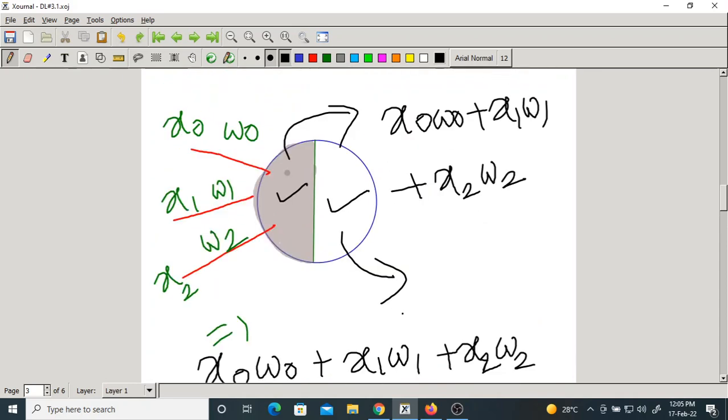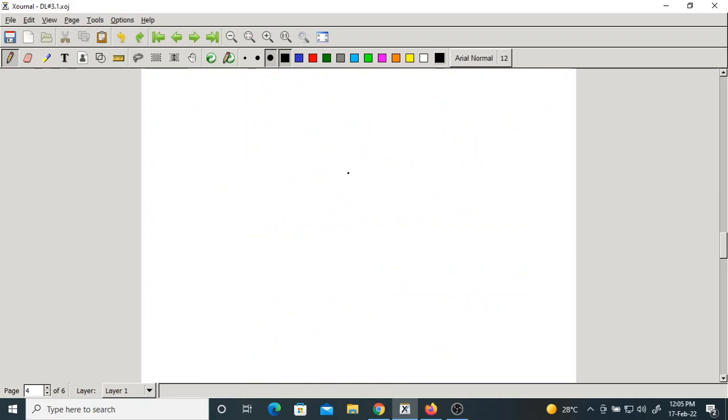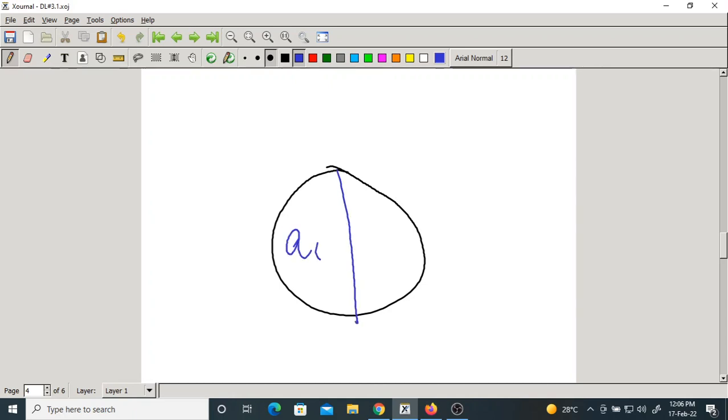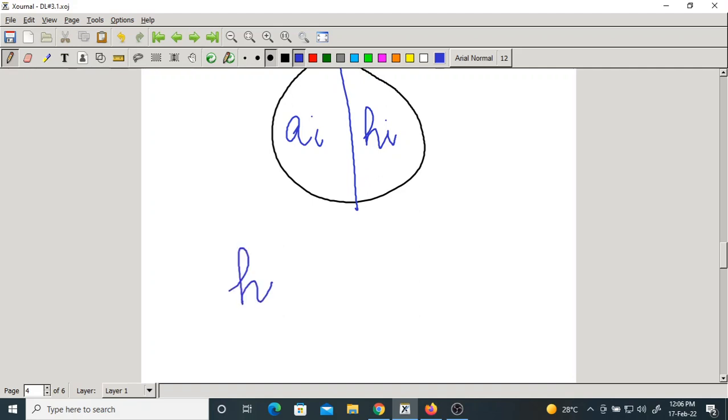What is activation here? Let me write one more diagram here. So we have it like this. This is pre-activation. You get Ai. I told you hi is there, but how to get hi? hi is some non-linear function of Ai. hi of x should be there, but it is okay.